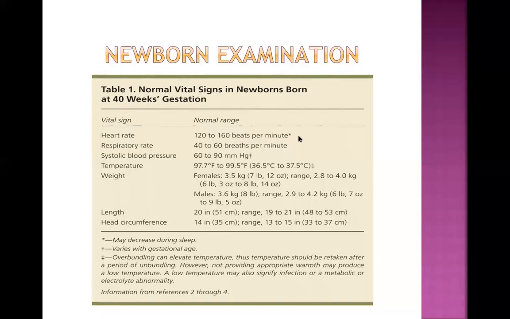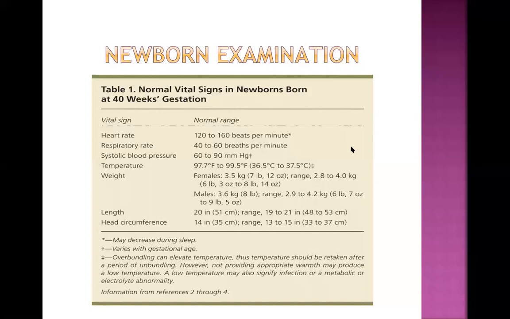It may slightly decrease during sleep, because during sleep the metabolic state is less active, so heart rate would be low. In adults also, it is the same thing. Respiratory rate is 40 to 60 breaths per minute. Try to remember this, 40 to 60 breaths per minute.